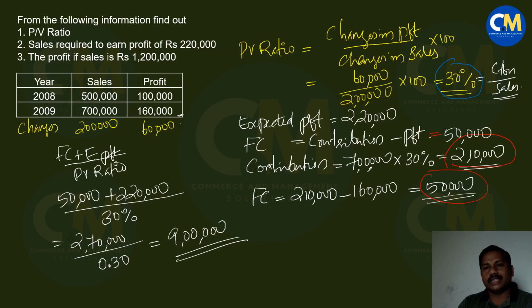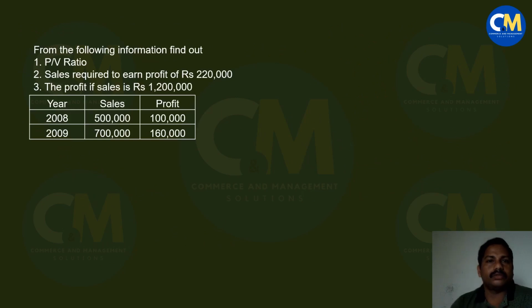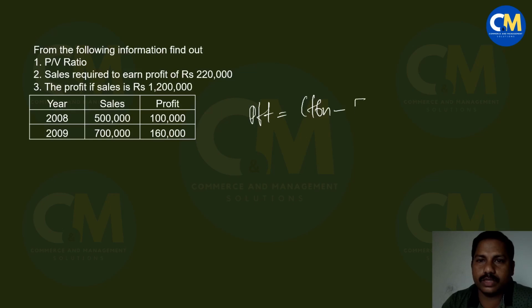Hope you got how to calculate this kind of question. Then we'll move to the last part of the question, that is, the profit if sales is rupees 12 lakh. To calculate the profit, we can derive the formula from the contribution equation: profit is equal to contribution minus fixed cost. We need to calculate contribution by using the sales, which is 12 lakh.